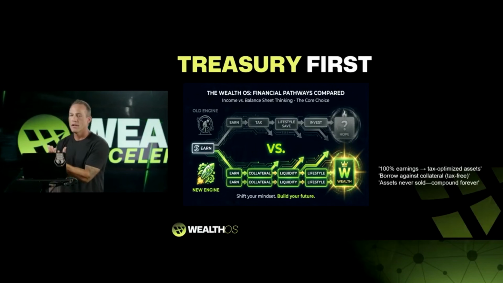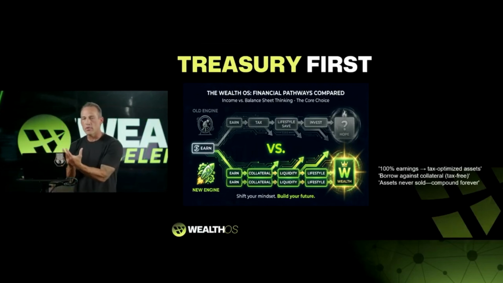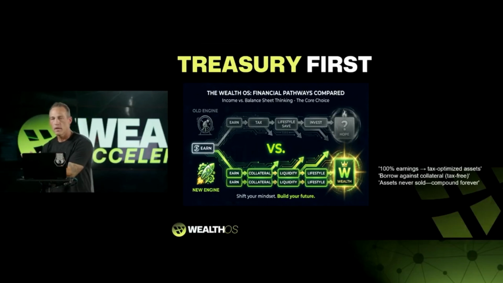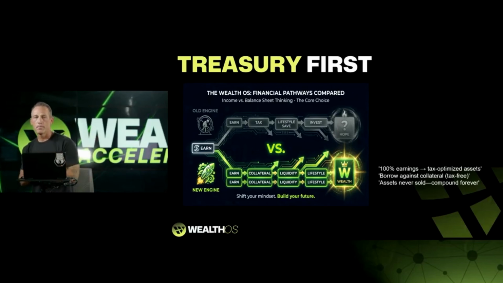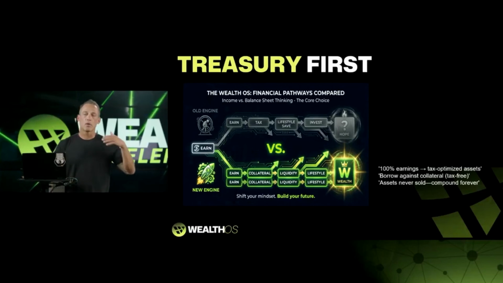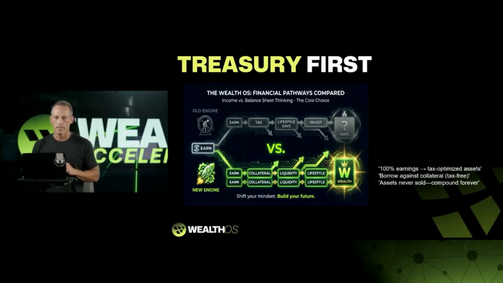We're going to get into that. Then I use that collateral, I use those assets as liquidity. That liquidity funds my lifestyle and builds my wealth. So I'm now building assets that work 24/7, 365, the assets to fund my life. We never have to sell our winners. This is how the wealthy operate.